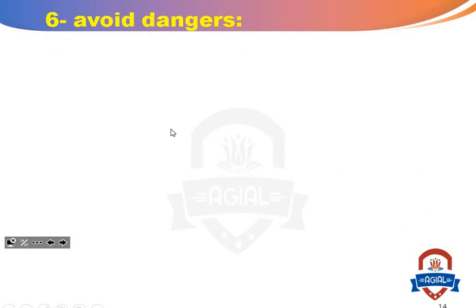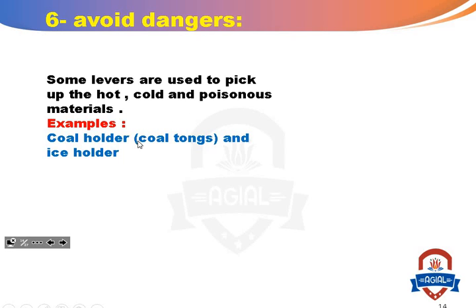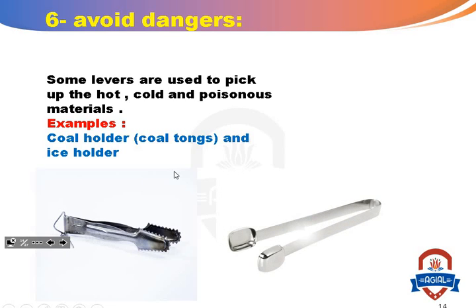Number six, avoid dangers. We can avoid dangers by using some levers like coal holder or ice holder. Some levers are used to pick up hot, cold, and poisonous materials by using coal holder or ice holder to avoid dangers.